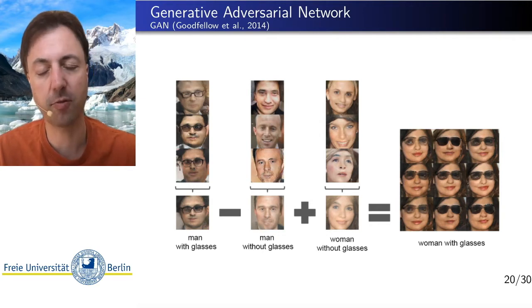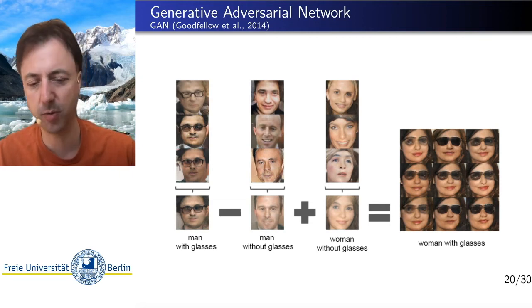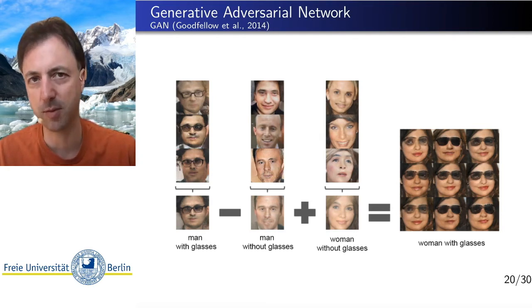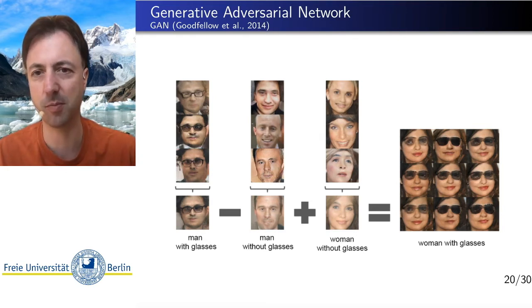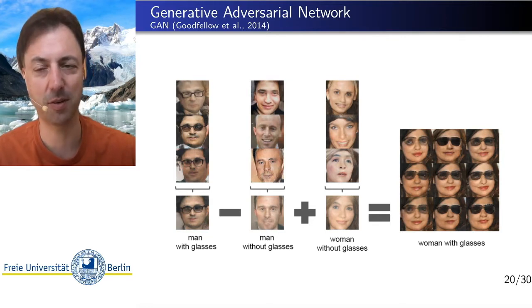And so you can go further than that. So interpolation, linear interpolation means you're doing some linear operation in that space. But if you can do linear interpolation, maybe you can also do other arithmetics. So other linear operations, such as adding and subtracting things. And so here's a fun example of that.